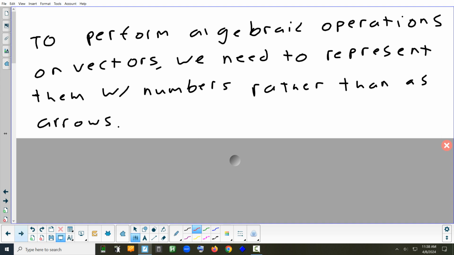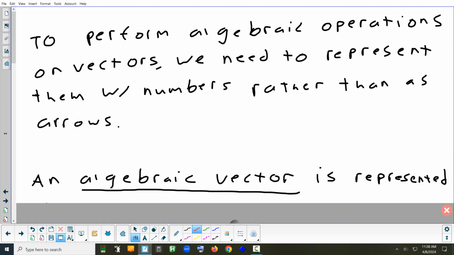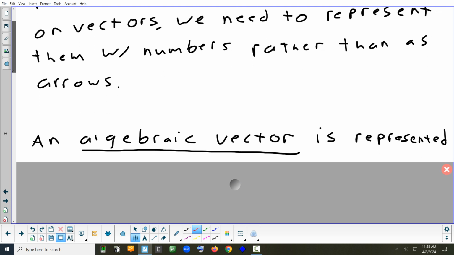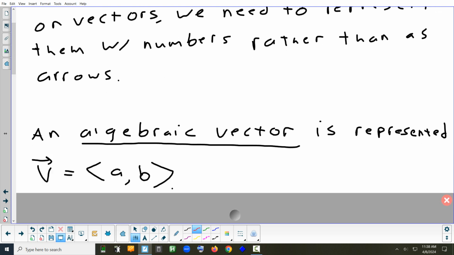There are 2 notations that I know of to represent vectors without drawing them. The first notation our book calls an algebraic vector. It's the name of the notation. So an algebraic vector is represented with 2 angle brackets, kind of like a less than and a greater than. You put 2 numbers in the middle, and you put a comma.